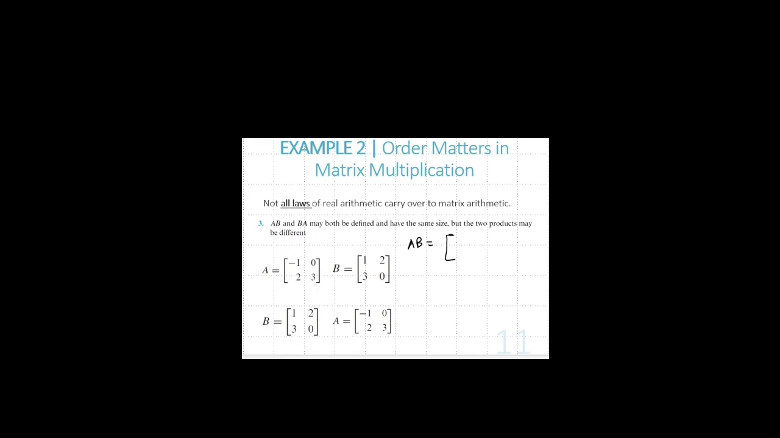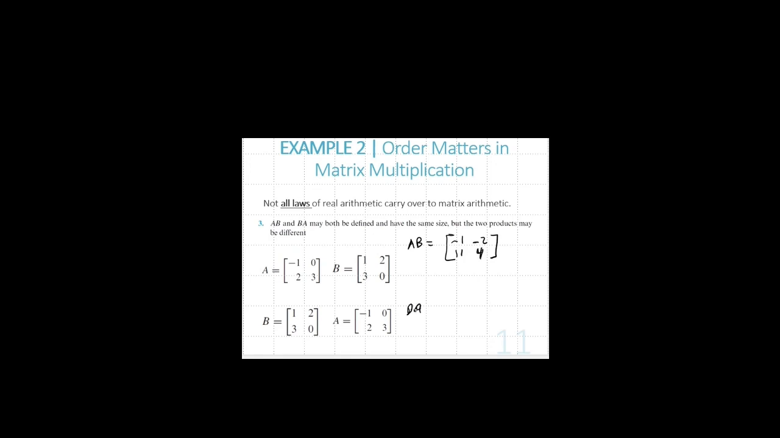So this is going to be what? -1. Okay, then we got -2. Then we've got 2 plus 3 times 3. So is that 11? Then we have 2 times 2, that's 4 plus 0.